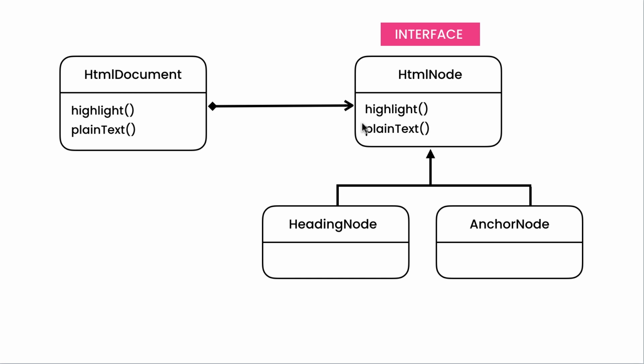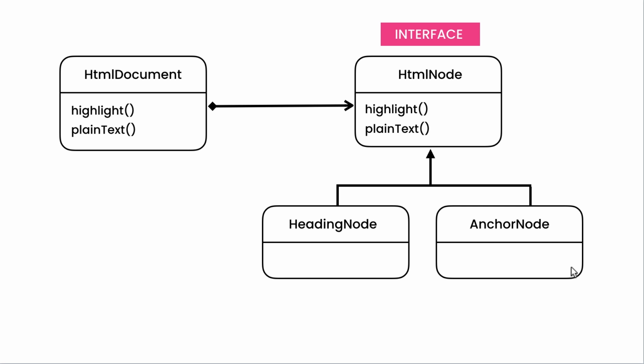Okay. Now, as I told you in the last video, this violates the open-closed principle because every time we want to support a new operation, we have to change all the types in this structure. So that is one problem. The other problem is that the logic for each operation is spread over different classes. For example, think of the highlight operation. A part of our highlighting algorithm will be in the heading node class, another part will be in the anchor node class, and other node types. So the logic for each operation is not in a single place, it's spread over different classes.